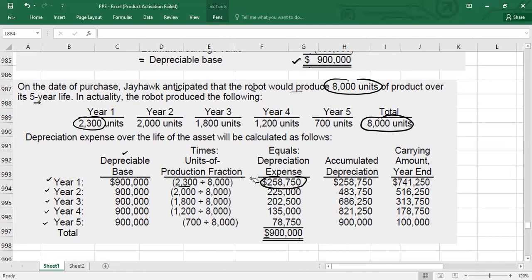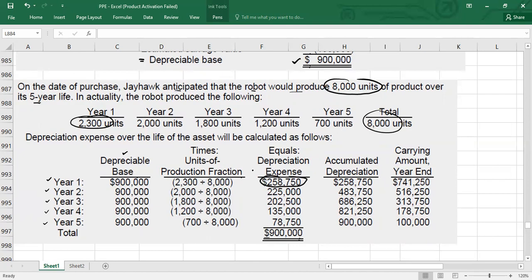Then next year I will apply the same formula. I will take the depreciable base, multiply by the actual production of year 2, which is 2,000, divided by total production, which is 8,000. You will multiply with the fraction and you will get the depreciation. Same way you will do it over the 5 years. Of course, the years in which you have higher production, your depreciation will be more. Like in our example, our higher production is in year one, so our depreciation is also higher. If your production is lower, of course your depreciation will be lower.